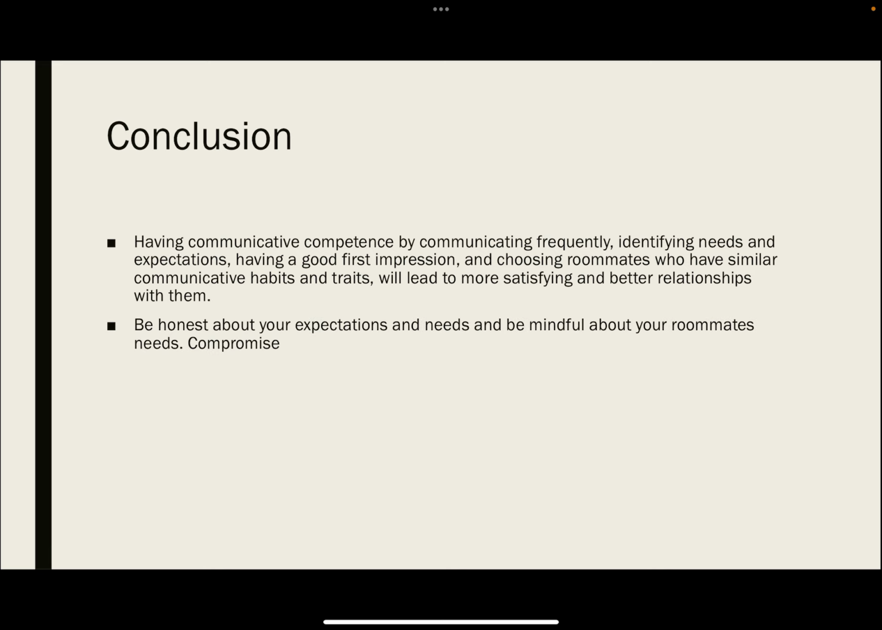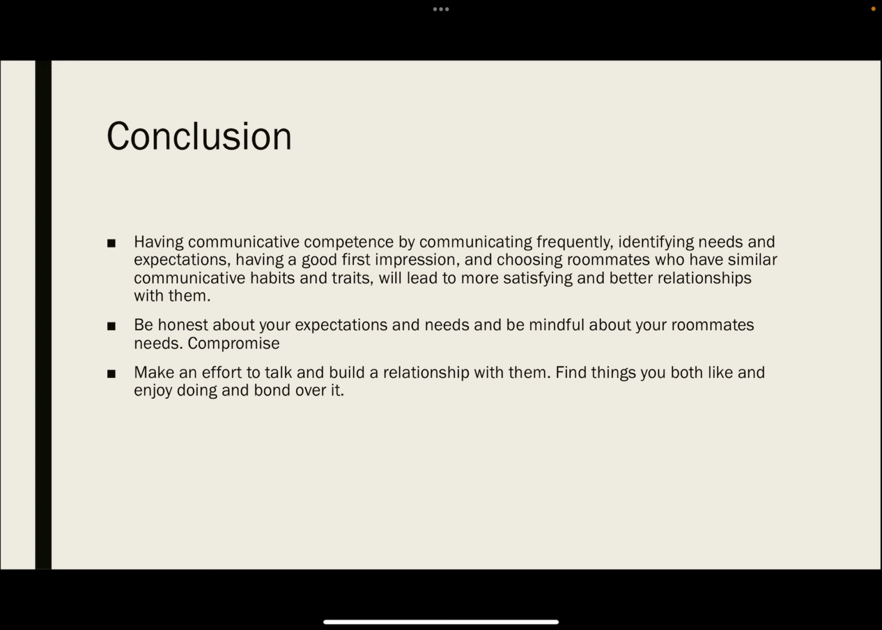Some advice I'd give is to be honest about your expectations and needs, and be mindful about your roommates' needs as well. Be willing to compromise with your roommates. Make an effort to talk and build a relationship with your roommates. I suggest finding things you both like and enjoy doing, things that you guys are passionate about, and bond over it. This will help build the relationship faster.